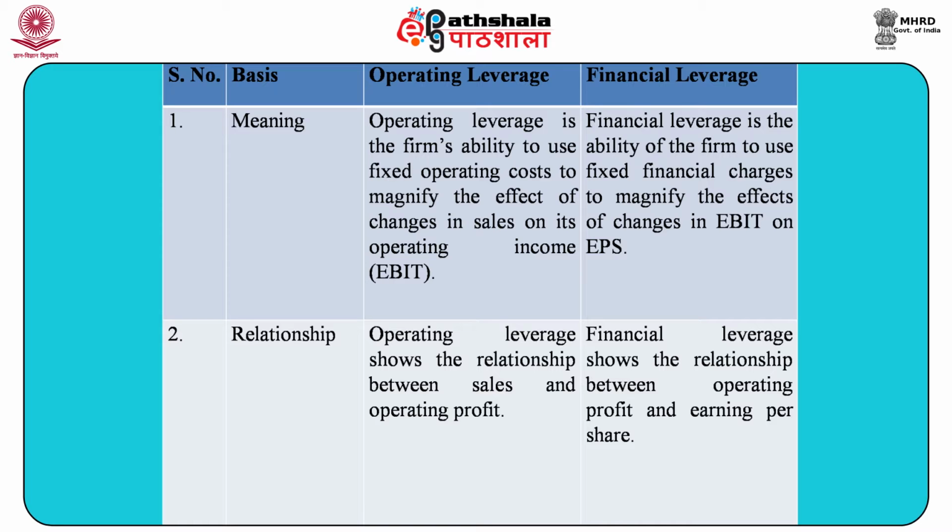1. Meaning. Operating leverage is the firm's ability to use fixed operating costs to magnify the effect of changes in sales on its operating income, that is EBIT, whereas financial leverage is the ability of the firm to use fixed financial charges to magnify the effects of changes in EBIT on EPS. 2. Relationship. Operating leverage shows the relationship between sales and operating profit, whereas financial leverage shows the relationship between operating profit and earnings per share.